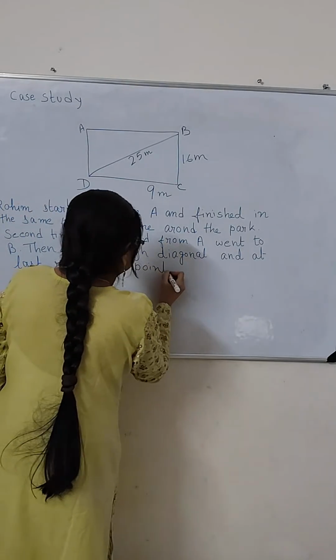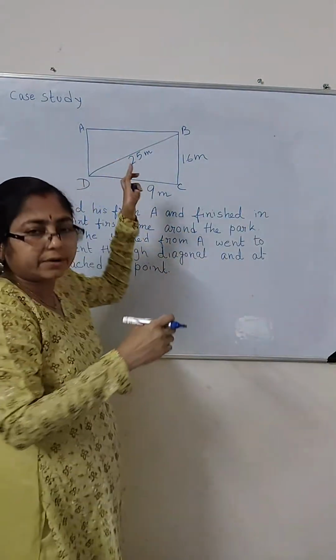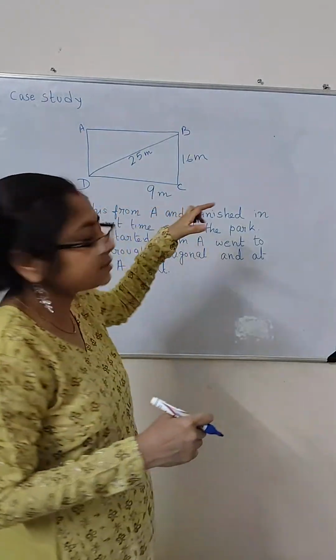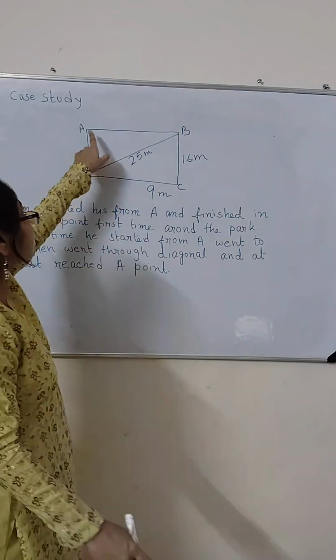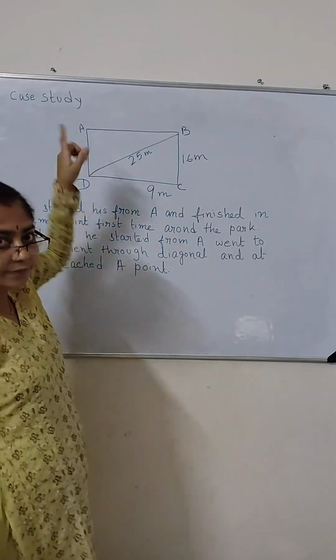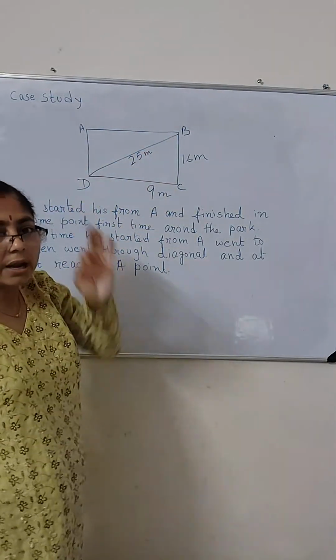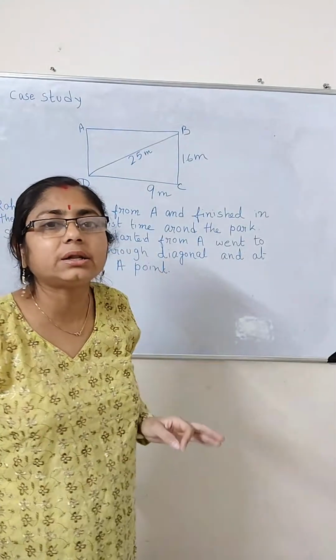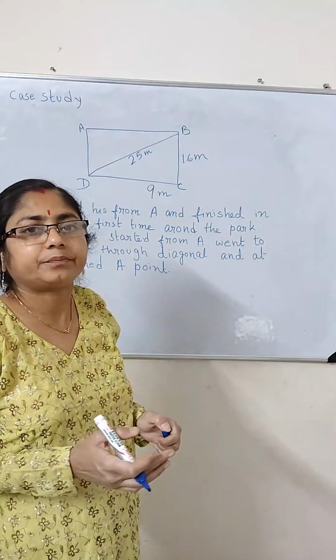It is your case study. I draw a picture and write some things. Here Rahim started from this point and went around, first time. And second time, this one diagonal and go to this point. Now I tell one question at a time, and you tell me the answer.